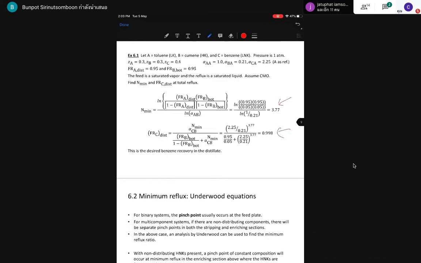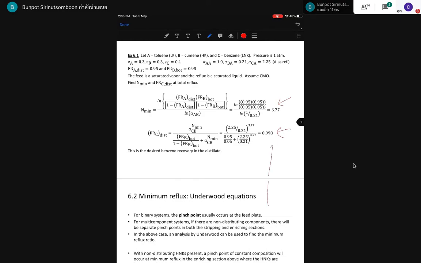So I just finished mentioning the Fenske equation, and the Fenske equation is for the total reflux system. The total reflux system gives you the minimum number of stages, the lowest theoretically possible, and then we move on to another case.